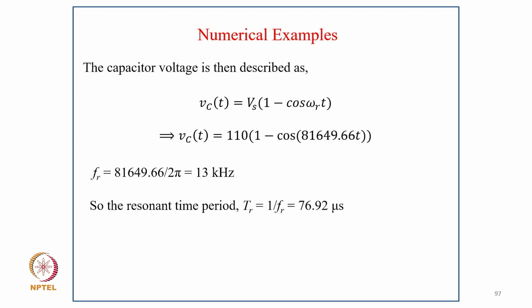So Vc, putting a value, becomes 110 minus 3. So we get fr equal to 81,649.6 by 2 pi, so it becomes 13 kilohertz. So the resonant period is Tr equal to 1 upon fr, 76.92 microsecond.